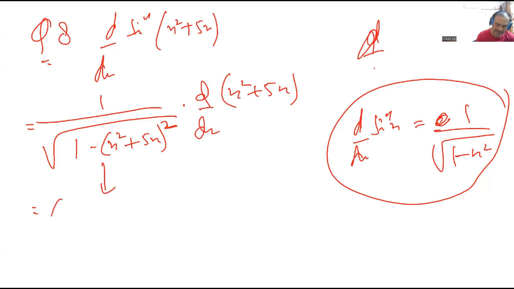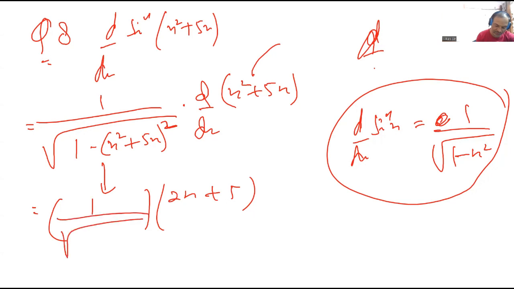This is the same as before. And here you have to differentiate x squared plus 5x, and you will be having 2x plus 5. So the answer will be, you have to write down this whole thing: 1 over under root of 1 minus x squared plus 5x whole squared, and here, multiplied by 2x plus 5. Okay, this is 5x, don't get confused. In this way, you can do the question. Going to the next question.